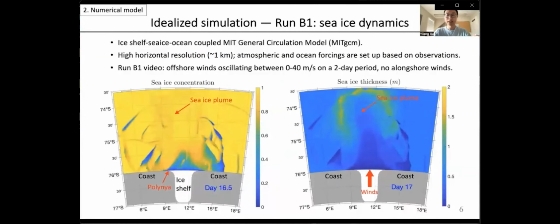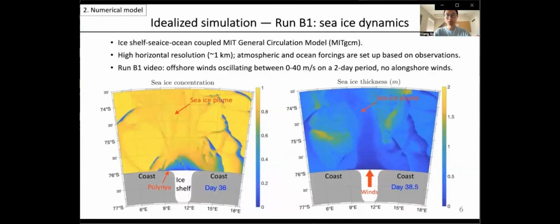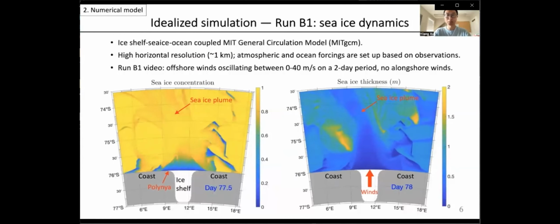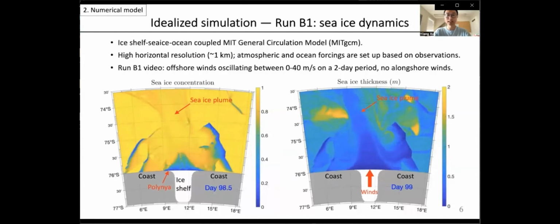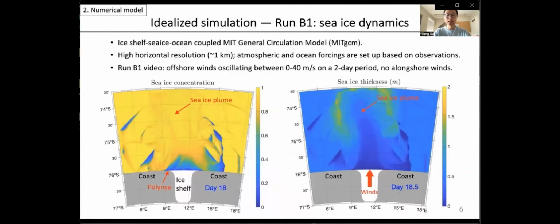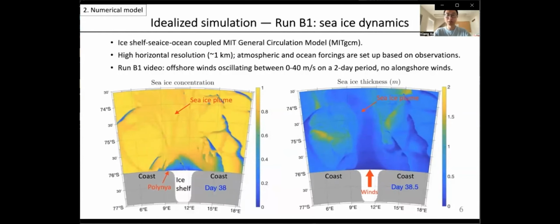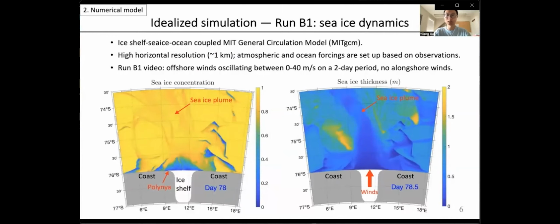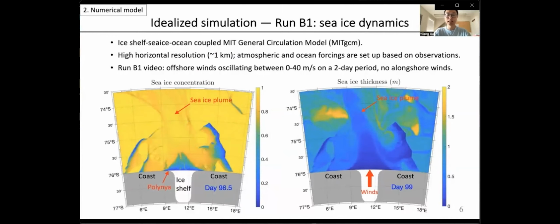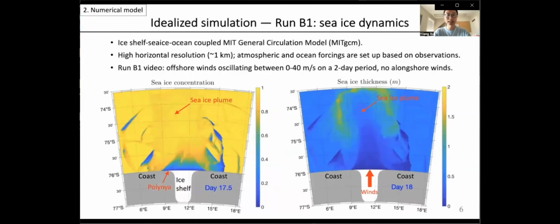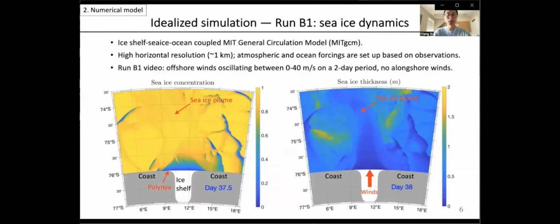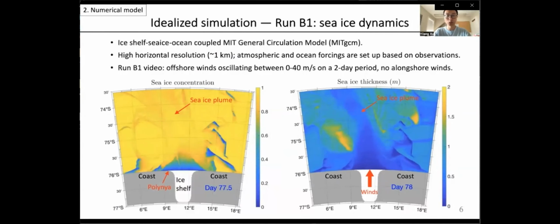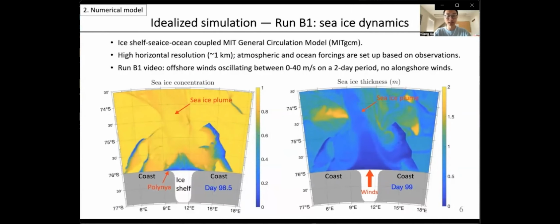In this study, I used the MITgcm high-resolution model, and in this model, the ice shelf, sea ice, and the ocean are closely coupled. To test our hypothesis, we have an idealized setup. Here I let winds blow offshore in run B1. The left figure is sea ice area concentration ranging from 0 to 1, and the right figure is the sea ice thickness. We can clearly see the formation of the coastal polynya and the offshore sea ice plume. These patterns are similar to what we have seen in the satellite images.